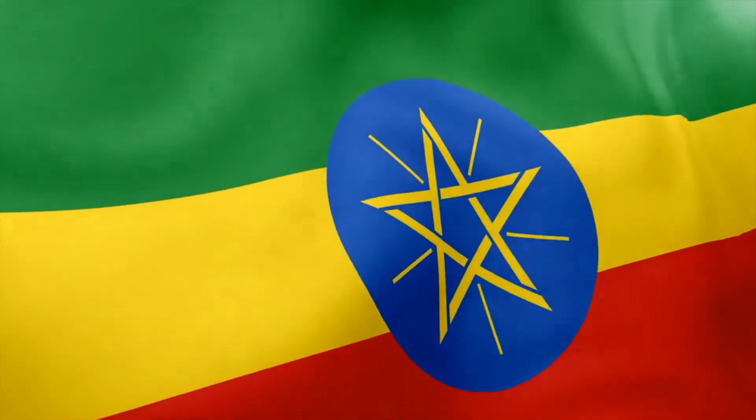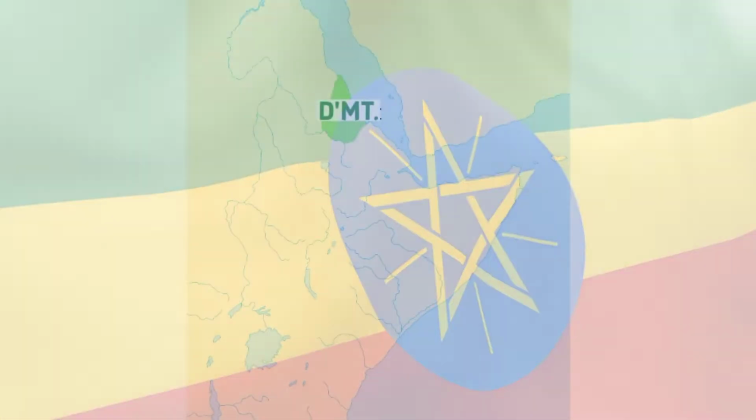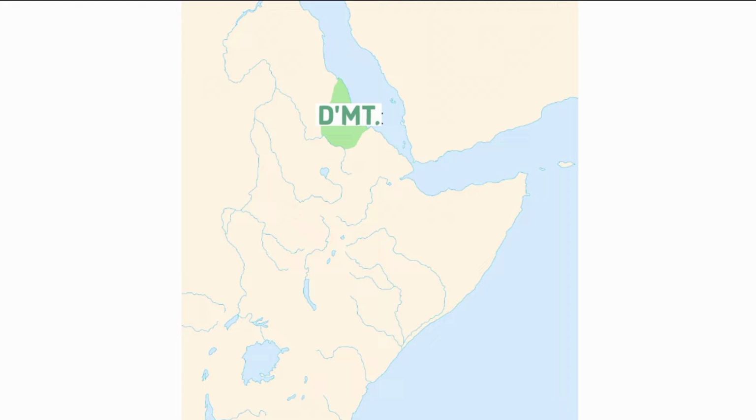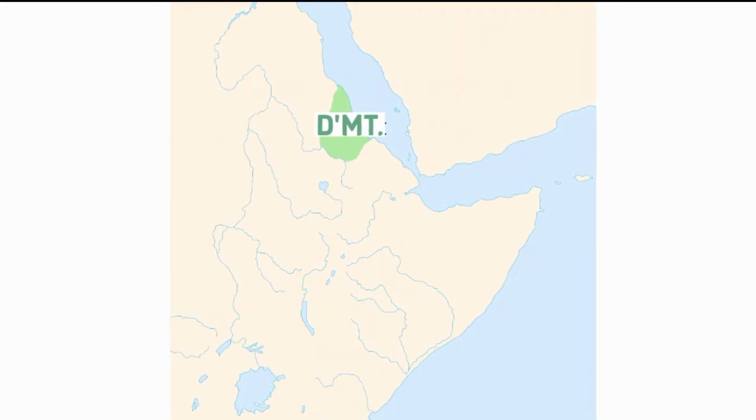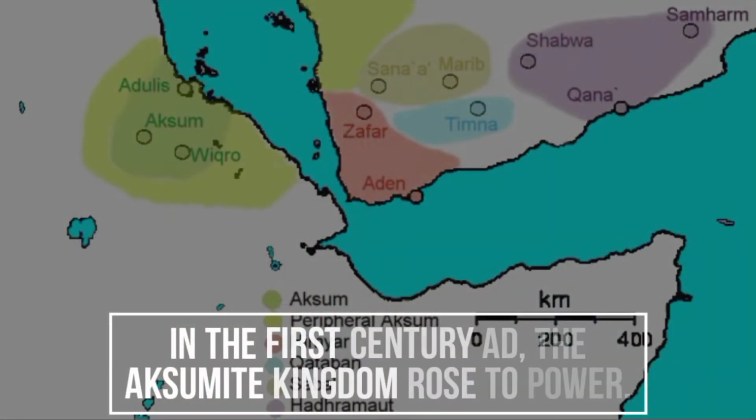Ethiopia was a monarchy for most of its existence. D'mt was one of the first kingdoms to originate in Ethiopia. It existed from the 10th to 5th centuries BC, in the region that exists today as part of Eritrea and northern Ethiopia. In the 1st century AD, the Aksumite kingdom rose to power.